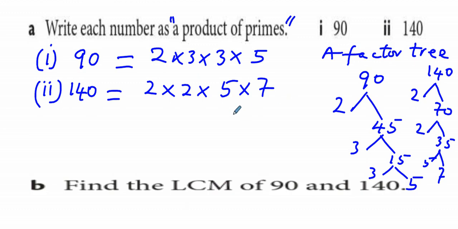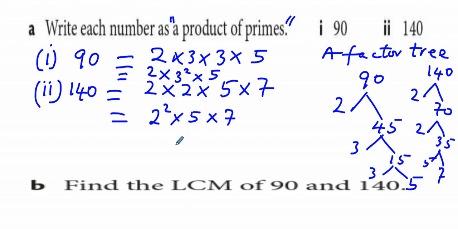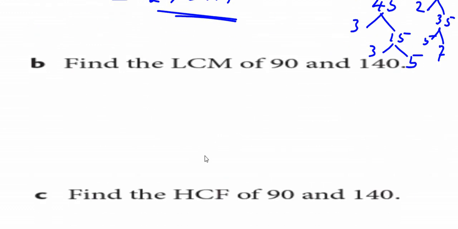So write each number as a product of primes. This also you can put as a concept of power. 2 times 3 to the power of 2 times 5. The same applies over here. We have 2 2's. So 2 to the power 2 times 5 times 7. Okay, so far so good. Find the LCM of 90 and 140.